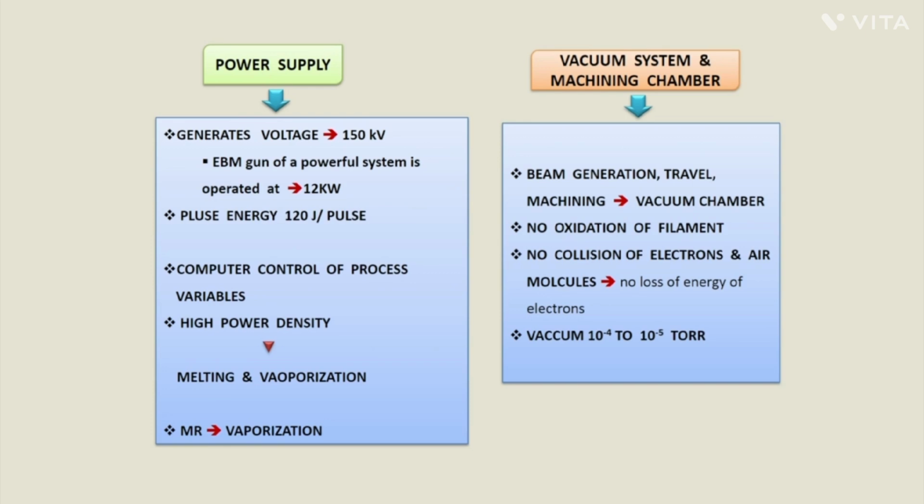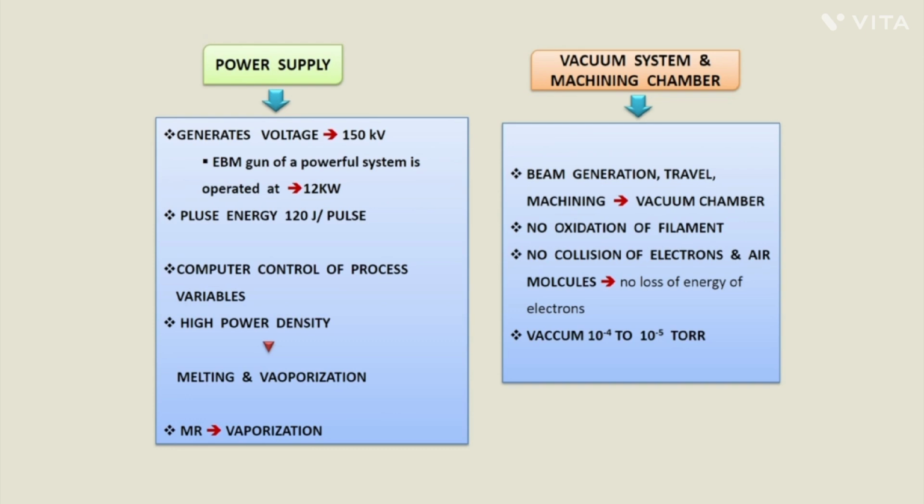The power supply generates a high voltage, around 150 kilovolt. Because of this high voltage, the electron beam gun generates the electrons. This electron beam machining gun is a powerful system. It is operated at 12 kilowatt. Pulse energy as high as 120 joule per pulse can be generated from this electron beam machining gun.